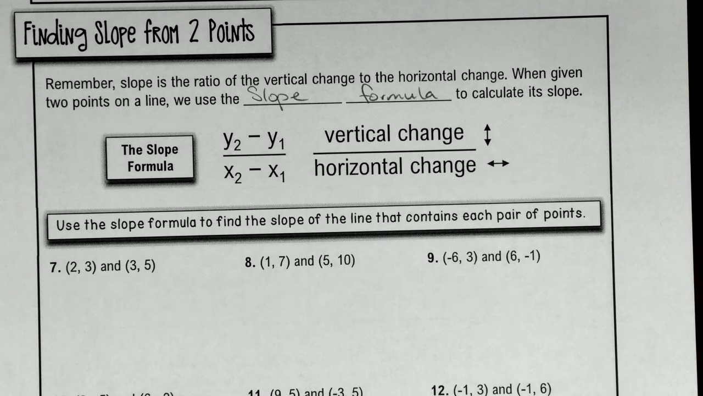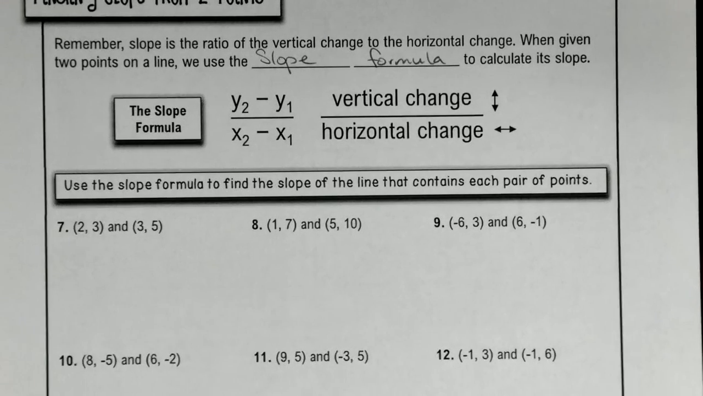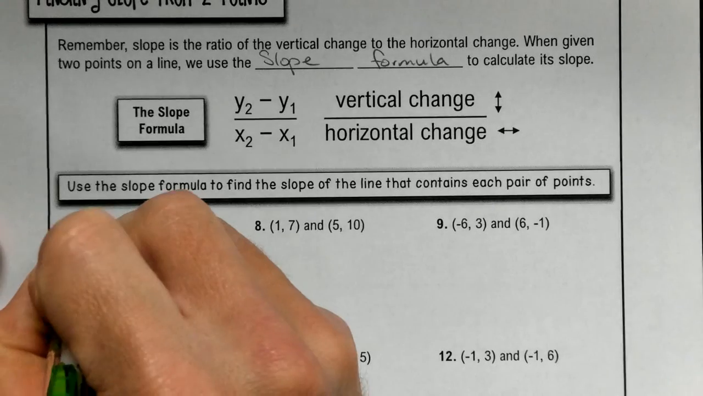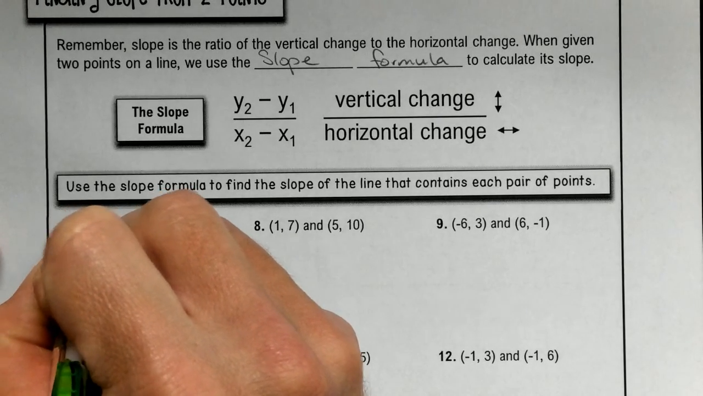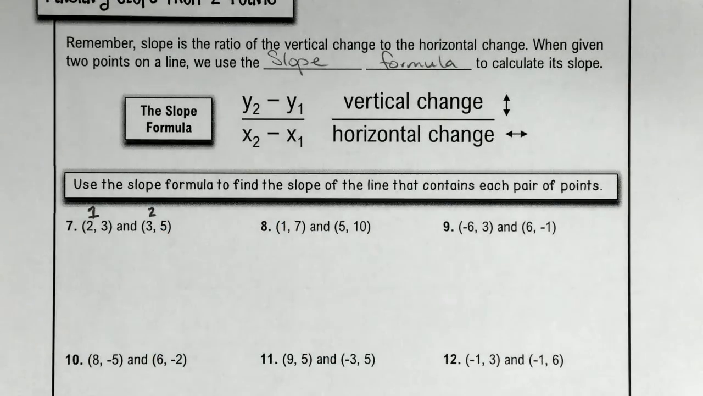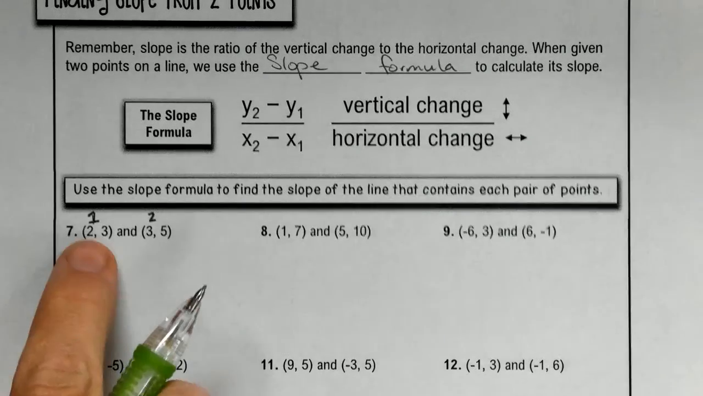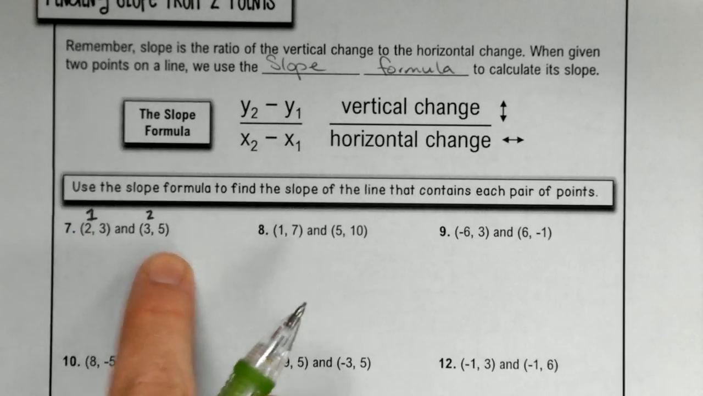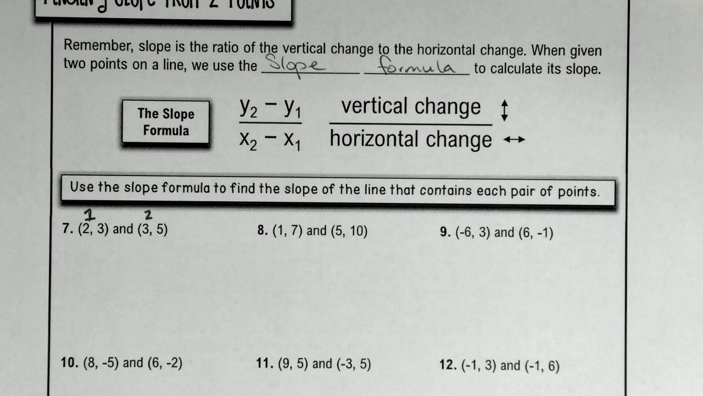So what you have to do, guys, is you have to pick one of those to be point 1. You've got to pick one of the points to be point 2. So if I'm doing number 7 right now, (2, 3) is going to be my point 1. And (3, 5) is going to be my point 2. Now, it doesn't matter. You could have reversed those. You could have said that's point 2 and that's point 1. I don't care. All I care about is that you label them correctly.